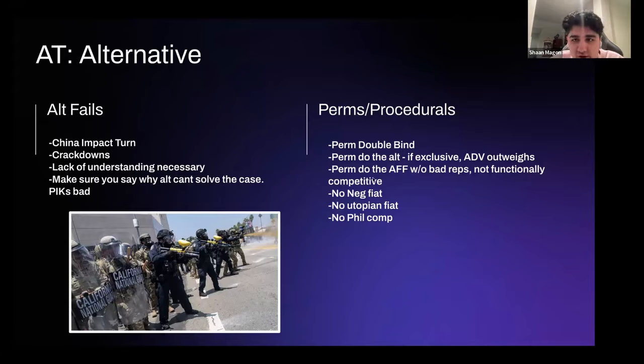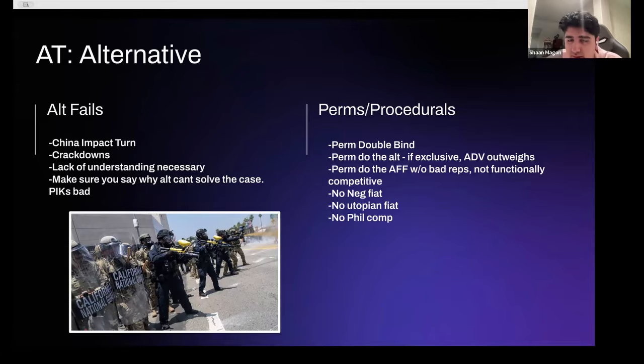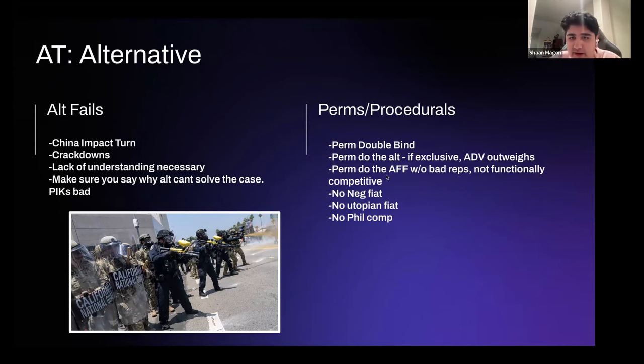The second argument is perm do the alternative, which just means that you should be able to do their arguments if the alternative is an opportunity cost and you cannot do it with the affirmative. That means winning your case arguments would prove that extinction outweighs, and it would prove that they can't solve both. This is not as strong of an argument because they can probably cross apply a lot of other things, but might be unfortunate to make.